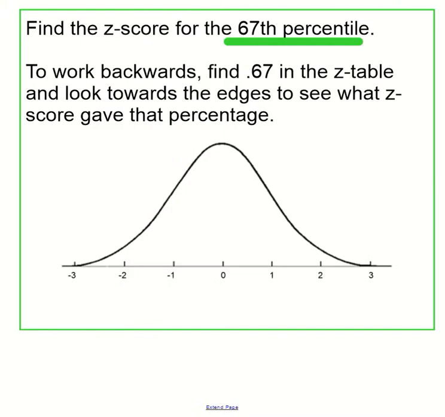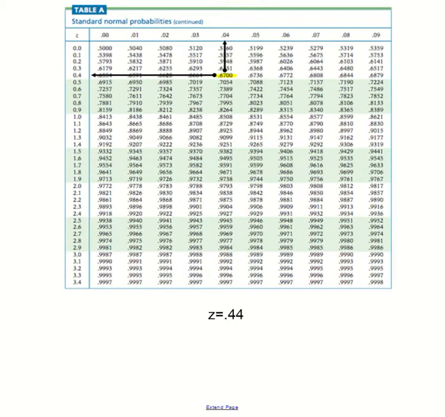All right. In this one, it says find the z-score for the 67th percentile. So we don't know exactly what that is. My guess is it's going to be something around here. So we have to work backwards. Now we find 0.67 in that space in our z-table, and we look towards the edges to see what z-score gave that percentage. I found it right here. I look back, here's a 0.4, so I know 0.4. And I go up, and then it's another 4. 0.44 would be my z-score.